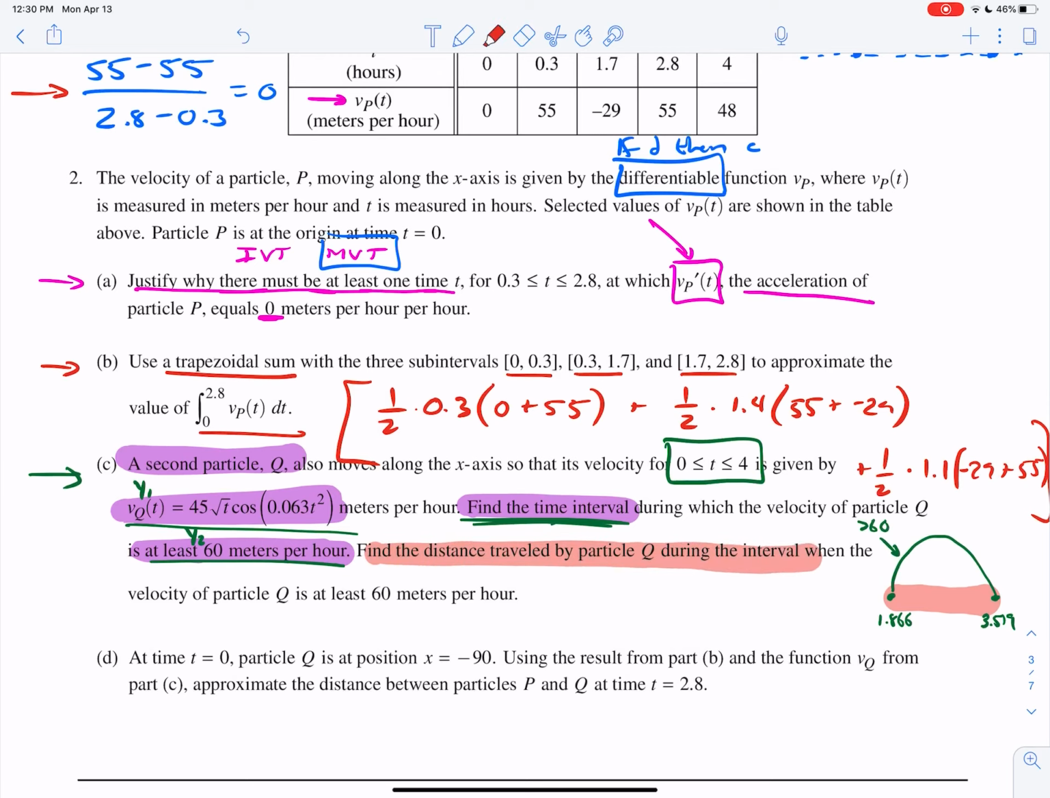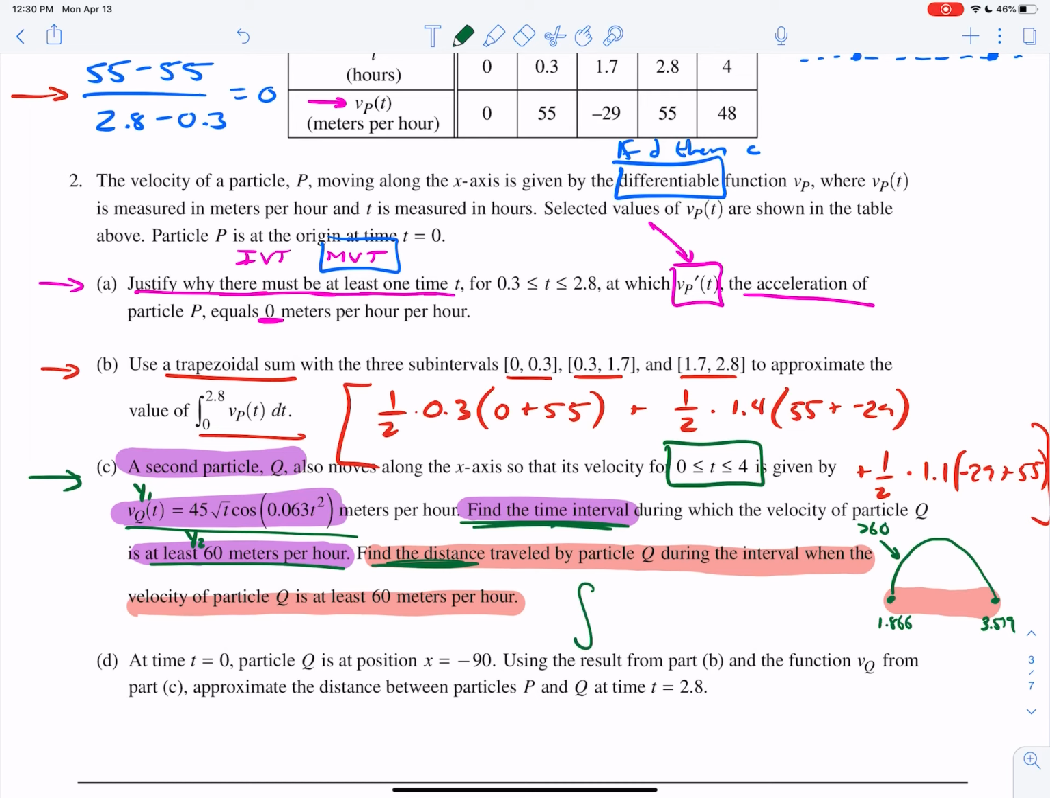So total distance, if you guys remember, you have to integrate the absolute value of velocity of q from 1.866 to 3.519. That's a quick plug and chug. You should get about 106-ish. They don't ask for units, so you should be fine. But if they were to ask for units, what unit would you use for distance? In this case, it would just be meters. Here's the last one.